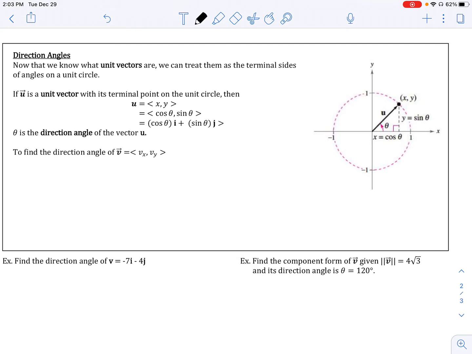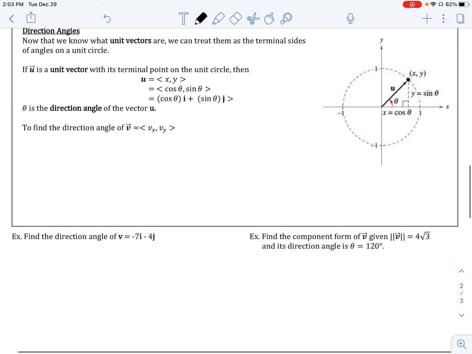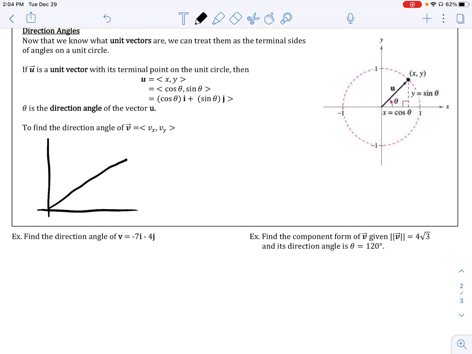And now that we know what vectors are, we can treat them as terminal sides of angles on a unit circle. So again, you can see a diagram here, but it might help if I just draw it from scratch as well. If you're given some vector v looking like this, what we can say here is, all right, this point here would represent our v sub x and our v sub y.